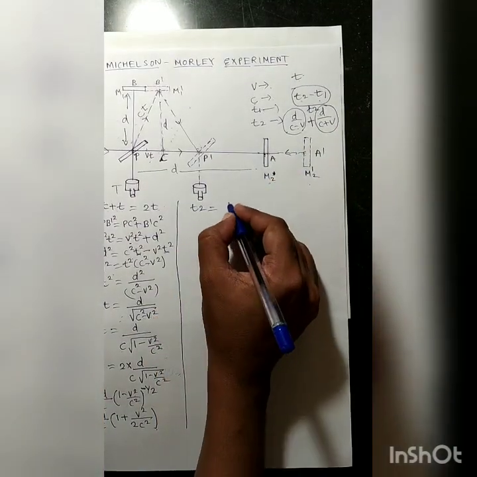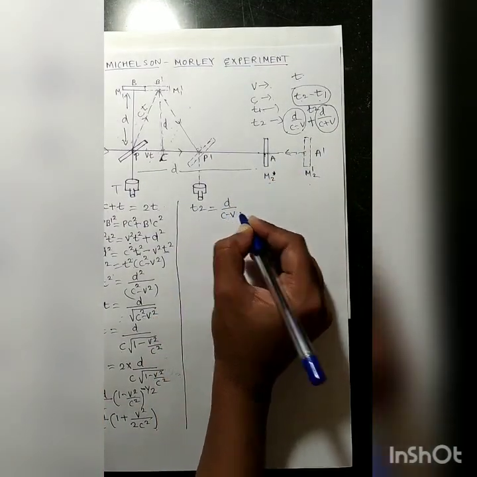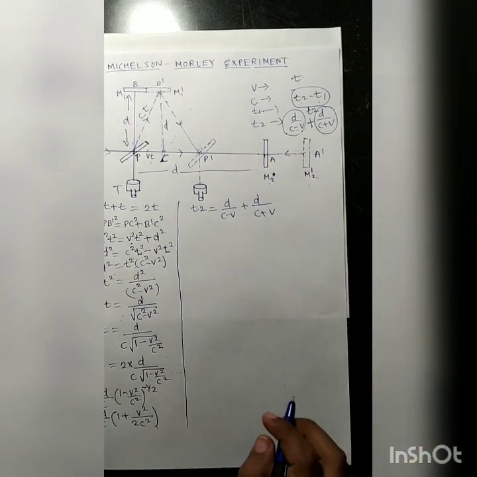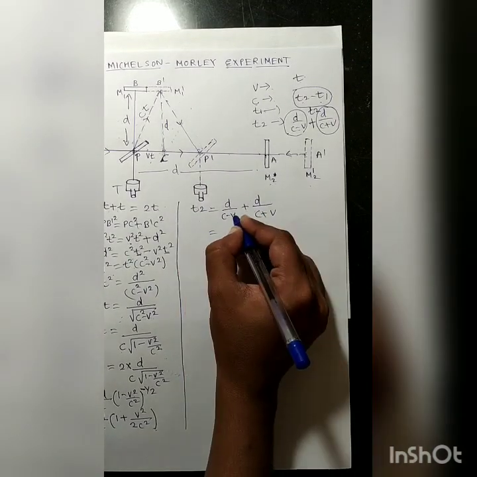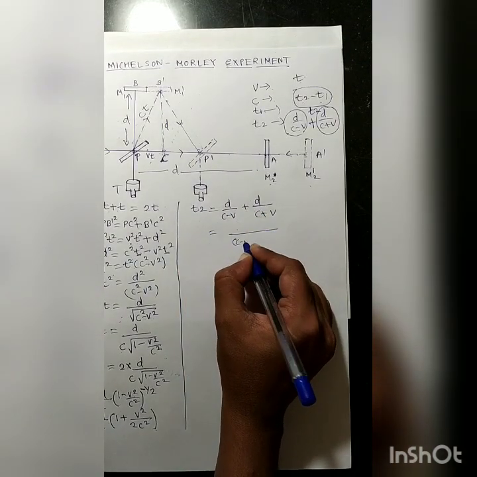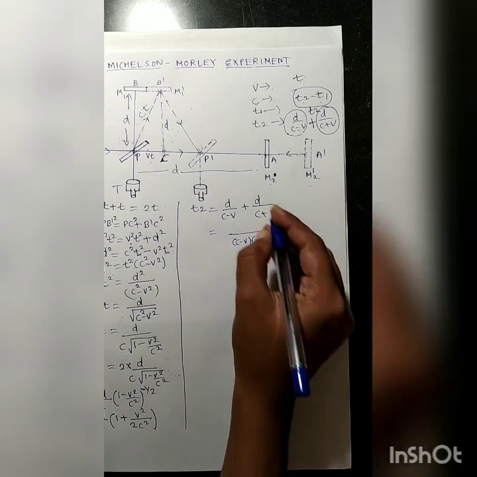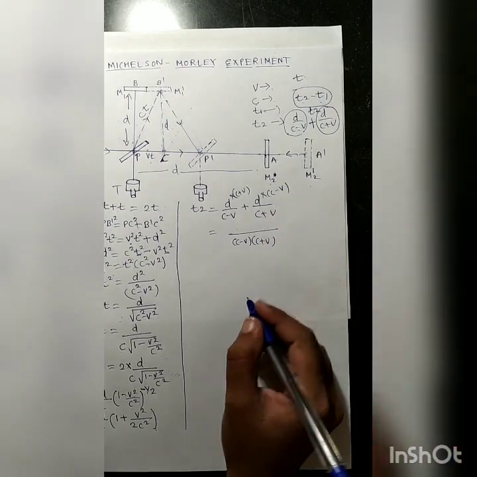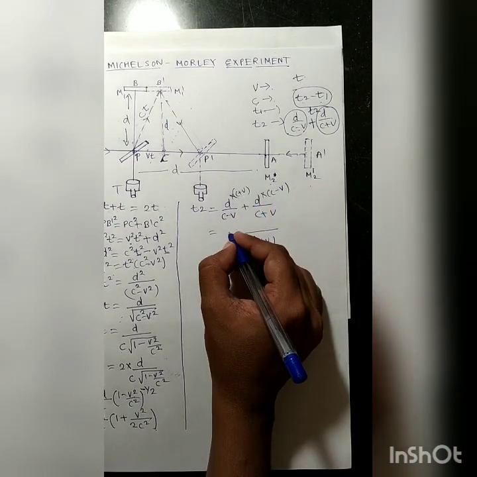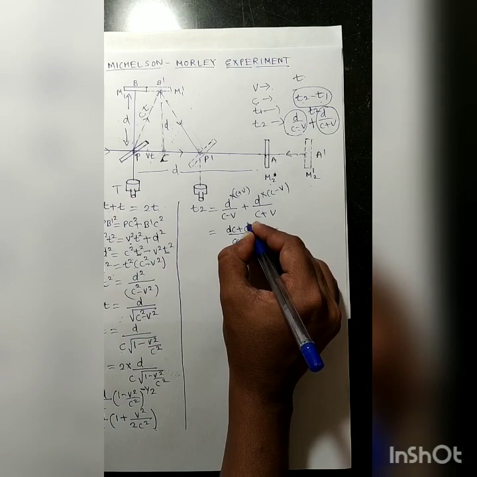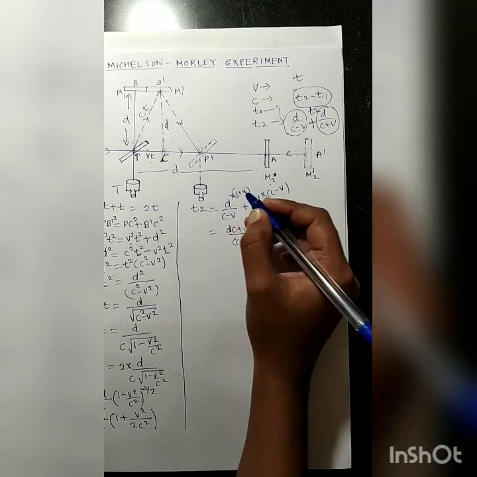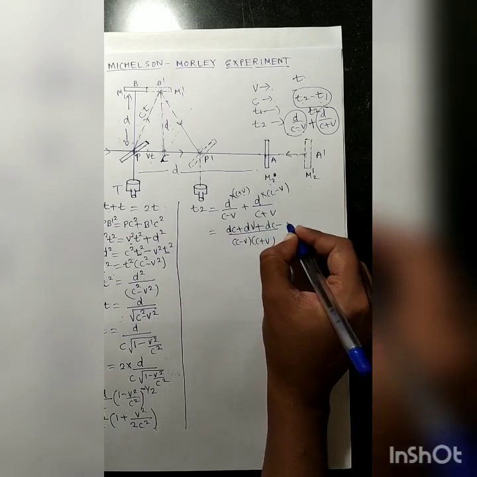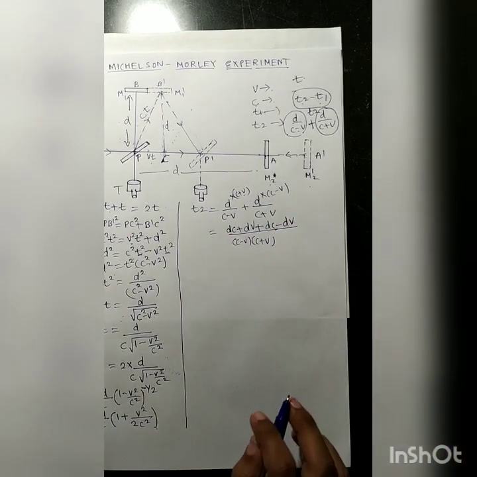So what will we get? We'll get D divided by C minus V plus D divided by C plus V. We got the equation. So solve the equation. What will be the LCM? LCM is C minus V into C plus V, meaning here we multiply with C plus V and here we multiply with C minus V. So multiplying, what will you get? D into C plus D into V, plus here if you multiply, what will you get? D into C minus D into V, isn't it?